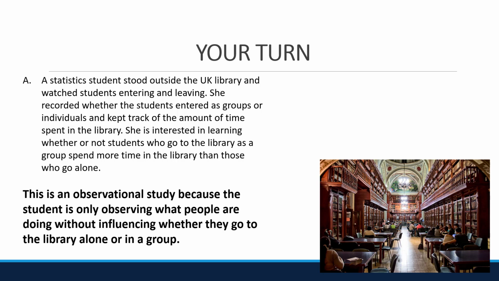For the first one, a statistics student stood outside the UK library and watched students entering and leaving. She recorded whether the students entered as a group or individuals and kept track of the amount of time they spent in the library. She's interested in learning whether or not the students who go to the library as a group spend more time in the library than those who go alone. Notice this is an observational study because the student is only observing what people are doing without influencing whether they go to the library alone or in a group.